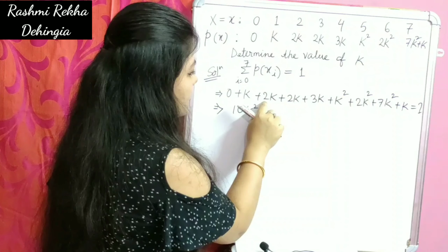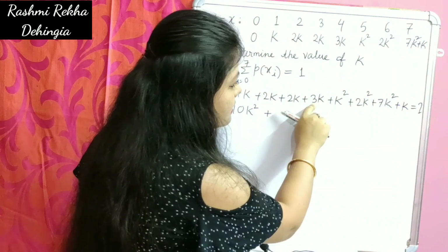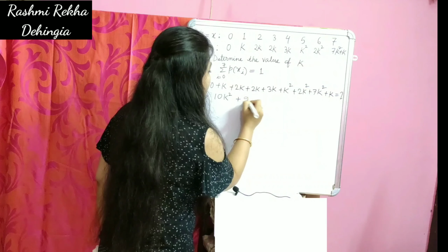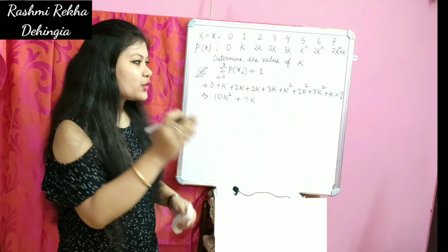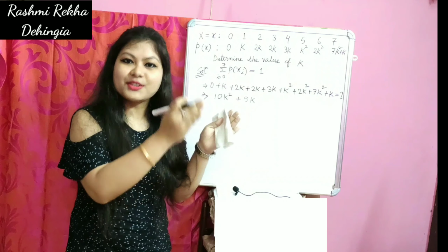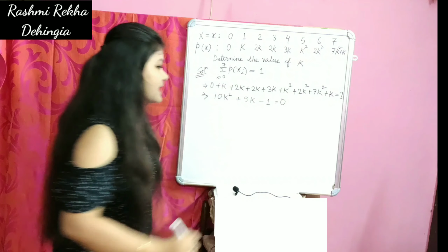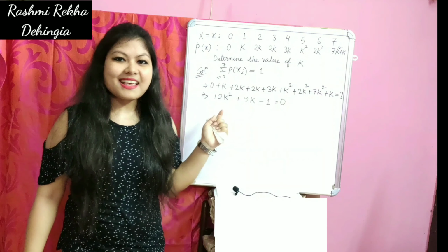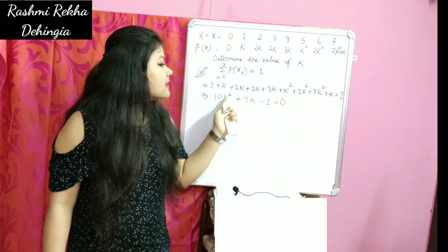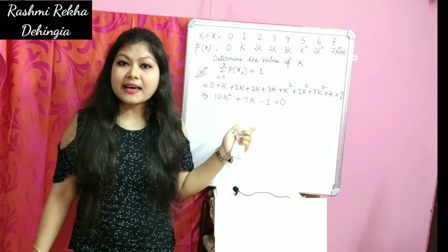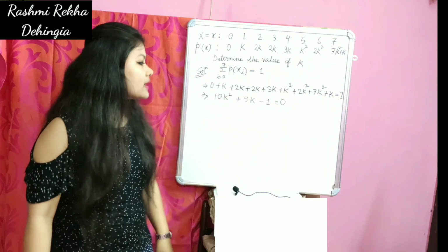Then we will find the terms with k. Here 3, 5, 5 plus 3 is 8, 8 plus k equals 9k. On the right hand side, the value equals 1. If you move the value from the right hand side to the left hand side, it will be minus 1 equals 0. Now you can say this is a quadratic equation. In 10k square, the highest degree of k equals 2. That means this is a quadratic equation.